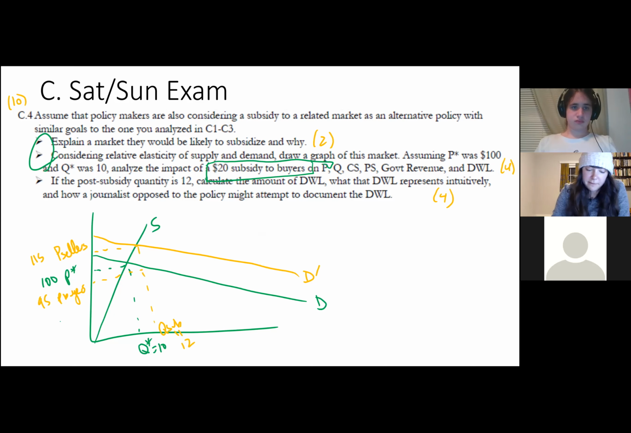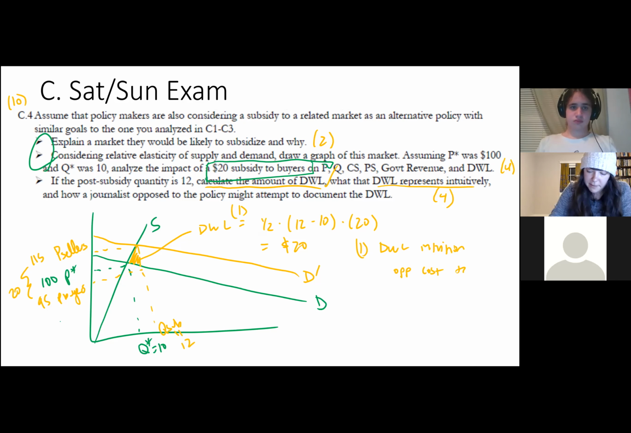If the post-subsidy quantity is 12, calculate the amount of deadweight loss. So this is the deadweight loss. Its area is 1/2 times the base of 12 minus 10 times the height of $20, the amount of the subsidy. So 1/2 times 2 times 20 is 20. That's calculating the amount. Boom. What does that deadweight loss represent intuitively? So this was 1 for calculating the amount, 1 for the deadweight loss intuition, which is the opportunity cost of taxpayer dollars, however you like to say it.